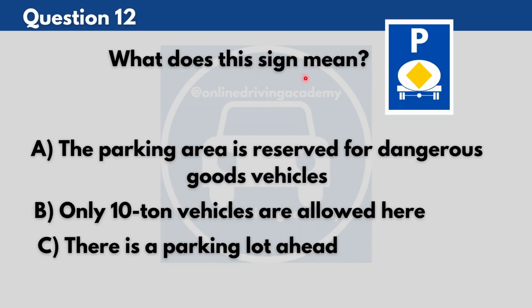Question 12. What does this sign mean? Now we can see a blue background, a white border. We can see the capital letter P and can see a hazardous goods vehicle there. So there'll be a truck. So is it option A? The parking area is reserved for dangerous goods vehicles. Is it option B? Only 10-ton vehicles are allowed here. Or is it C? There is a parking lot ahead. Correct answer will be option A.